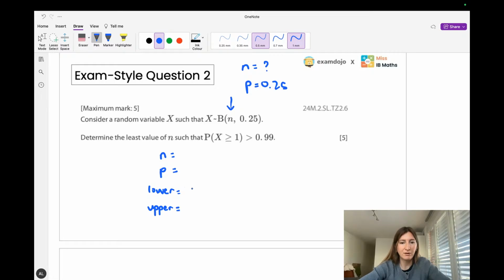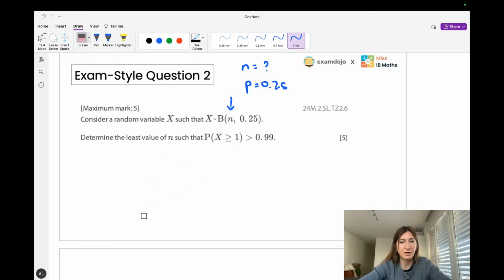Okay, so we have a lower bound, that would be 0. We have probability 0.25. We don't know the upper bound. X is more than or equal to 1, but we're in discrete variables here. So what value of x do we go up to? We don't know how many trials there are. So that's unknown, and n is unknown. Those are two things that we would need to put into the calculator. So that's your clue: the calculator is not going to help us just yet.